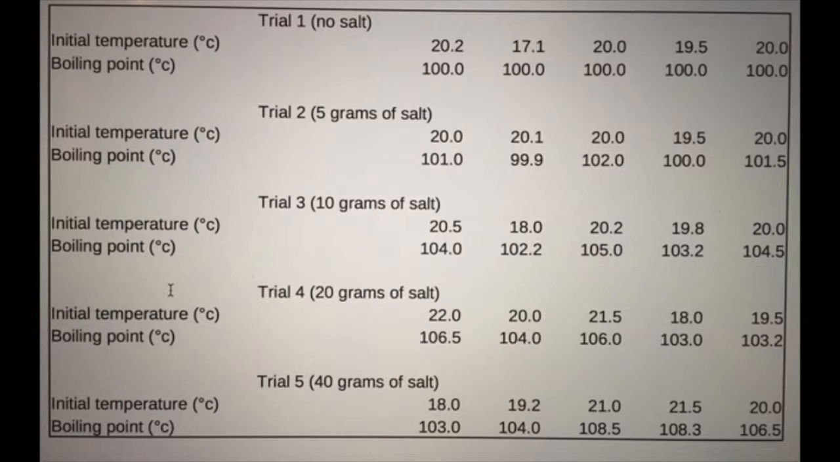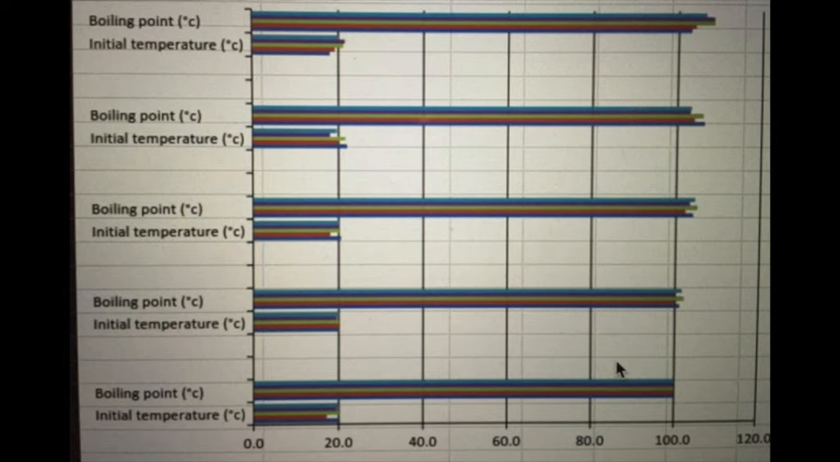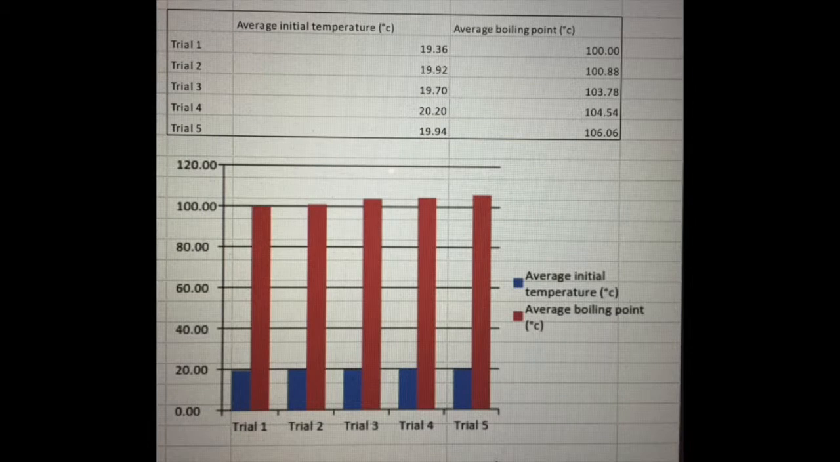In this chart, we can see the initial temperature and the boiling point for each trial. This shows the data in graph form. This table and graph compares the average initial temperature and the average boiling point.